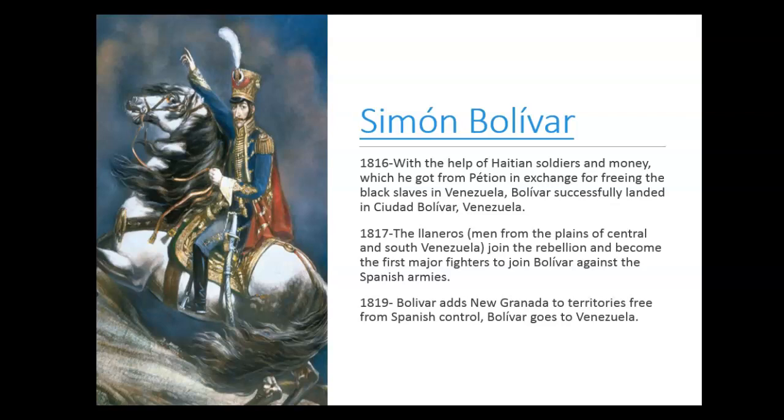In 1819, Bolívar added New Granada to territories free from Spanish control, and then went to Venezuela. With this, Bolívar would finally win independence for Venezuela from the Spanish, but Bolívar wanted a broad confederation of Latin American nations, hoping that what is now Bolivia, Venezuela, Ecuador, and Colombia would band together to form Gran Colombia.